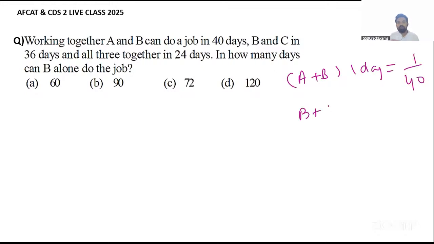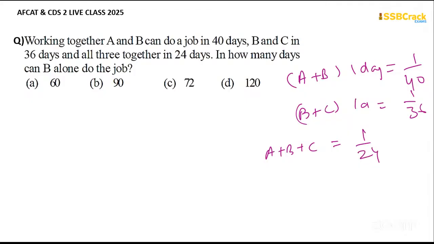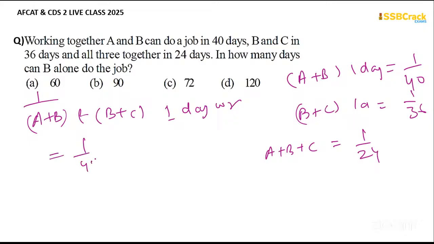The 1 day work of B and C is 1 upon 36. And the 1 day work of all three together is 1 upon 24. Right. So now what we will do: the 1 day work of A plus B and B plus C is 1 upon 40 plus 1 upon 36.